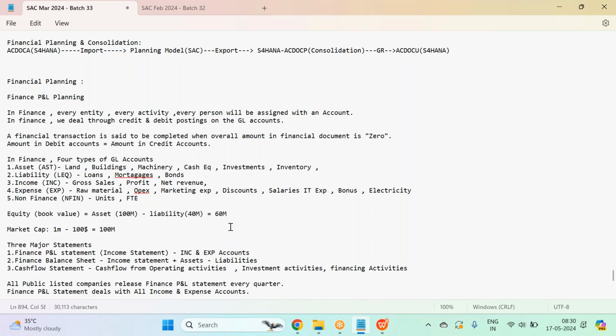So 60 million left. How many stocks are there? 1 million. So 60 million divided by 1 million. For every stock worth $100, if the company goes bankrupt, you will get only $60. That is the book value of a company. If this ratio is on the higher side, the company is expensive. If the ratio is on the lower side, the company is okay. Market capitalization to book value is what we call price to book. Here it is 1.4.